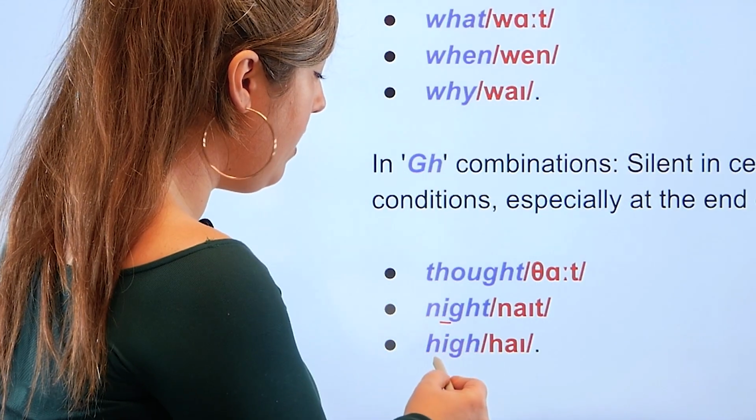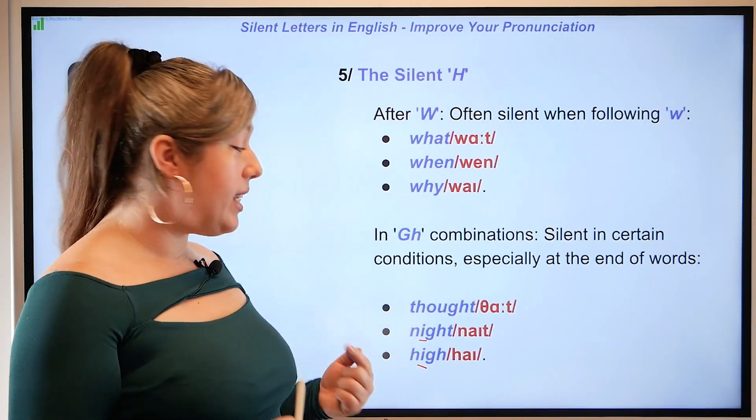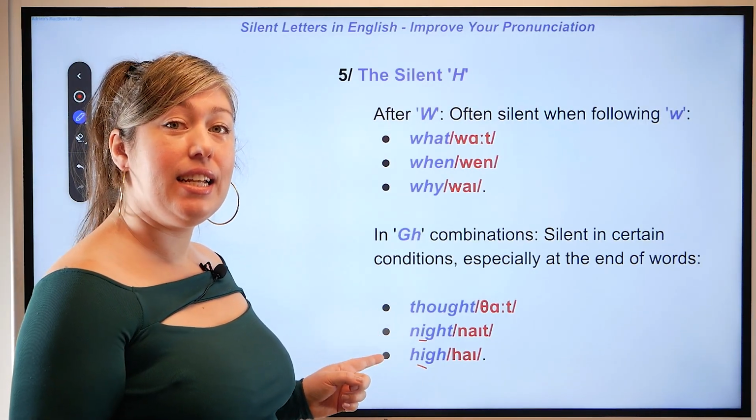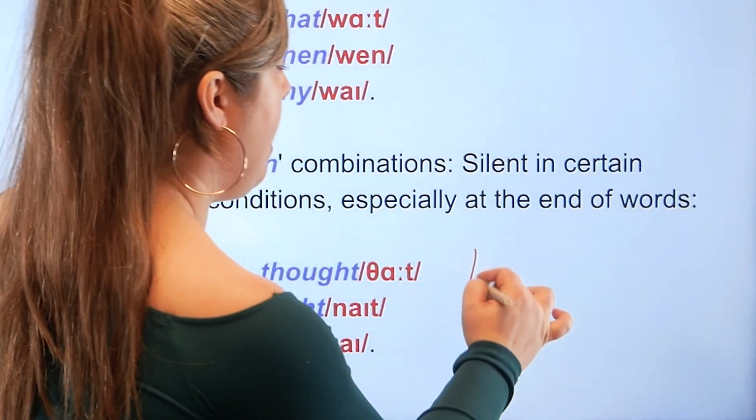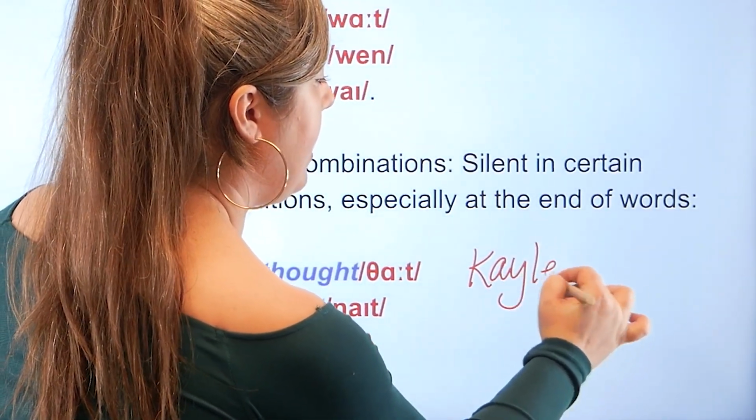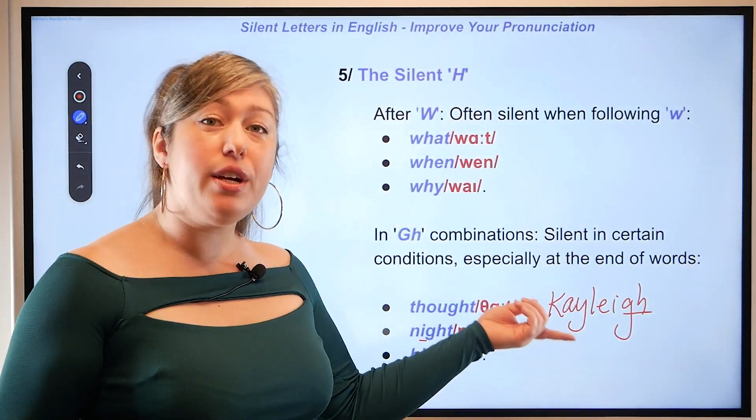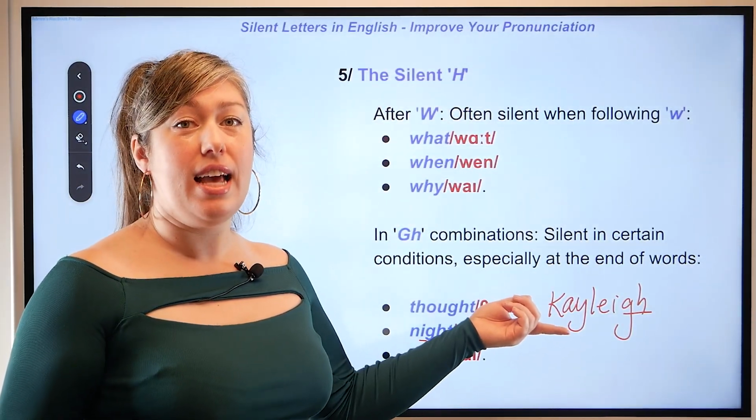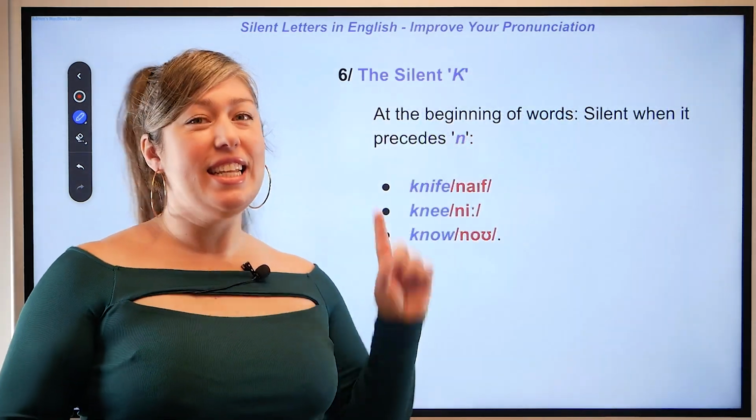Usually when there's simply the letter I before GH, it's the long I sound. So once again, night, high. Or if your name is Kaylee with GH at the end, this is another example where the GH is silent. It's not Kaylee, it's Kaylee. Number 6, the silent K.